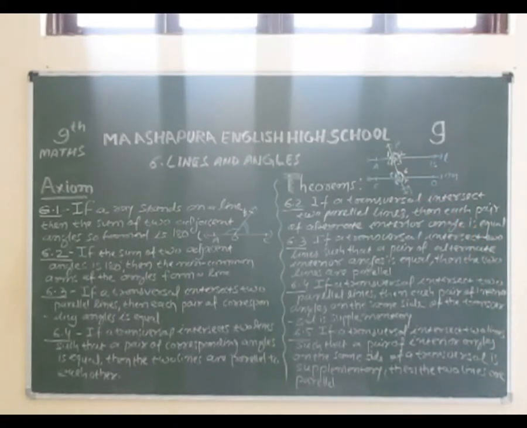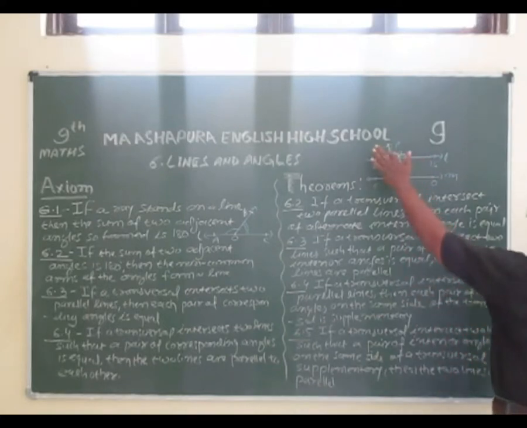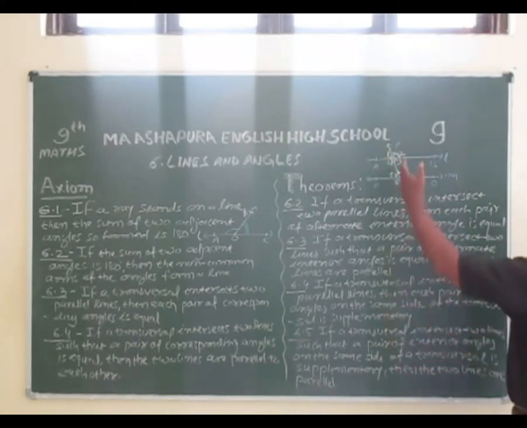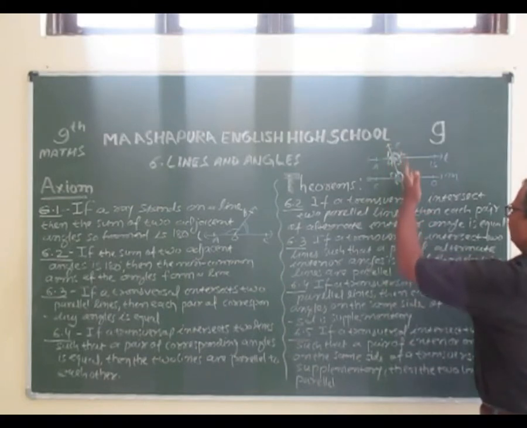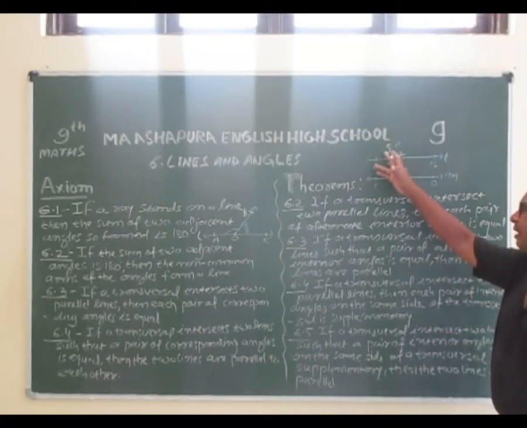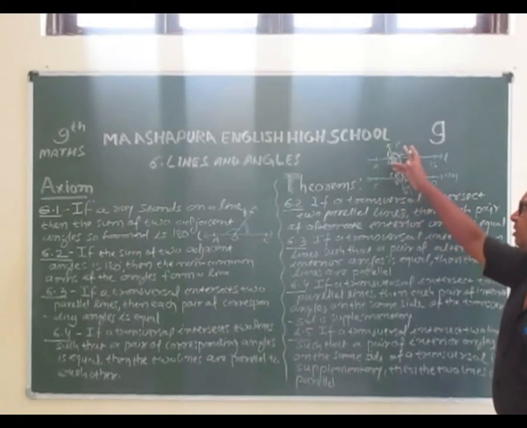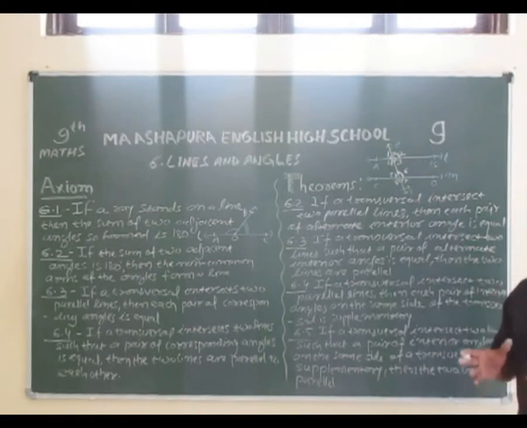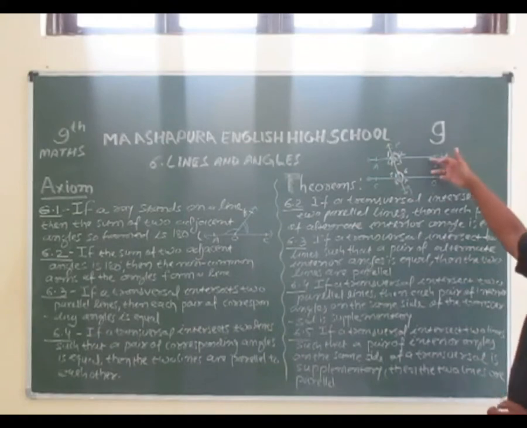Axiom number 4. If a transversal intersects two lines and the pair of corresponding angles is equal, then the two lines are parallel. This is its converse. If the pairs of corresponding angles 1 and 5, 2 and 6, 3 and 7, 4 and 8 are equal, that is, angle 1 equals angle 5, 2 equals angle 6, 3 equals angle 7 and 4 equals angle 8, then we can say that the two lines, line L and M, are parallel to each other.